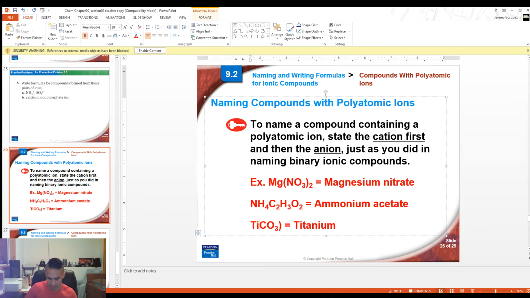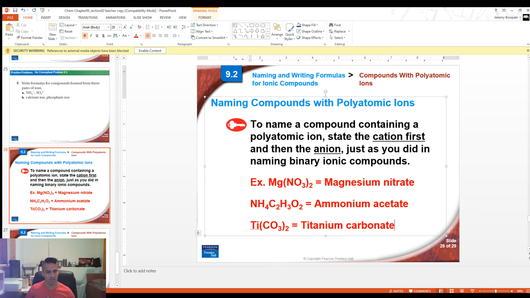And we're going to have a 2 outside the parentheses. So there you go, like that. All right, so Ti is titanium. CO3 is carbonate, polyatomic ion. Now, titanium is a transition metal. So even though titanium carbonate sounds pretty good, we do need a Roman numeral for the titanium.